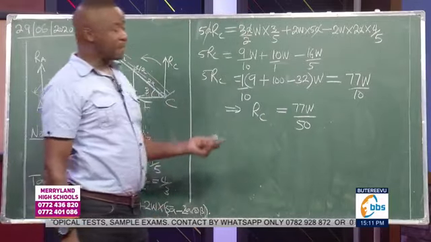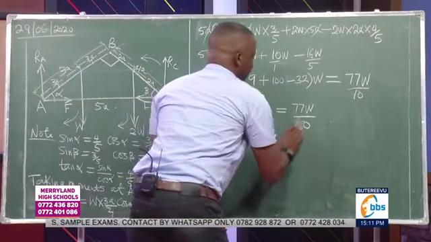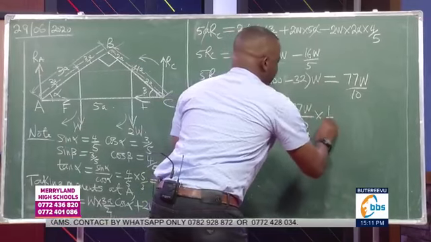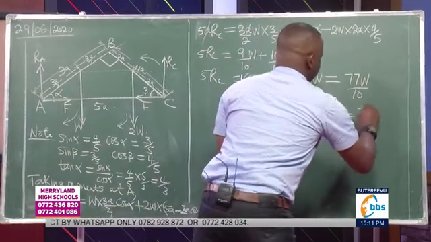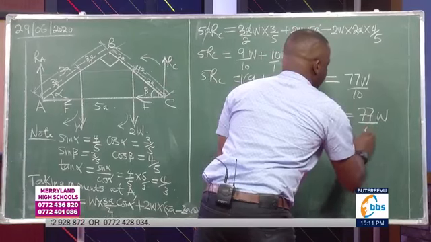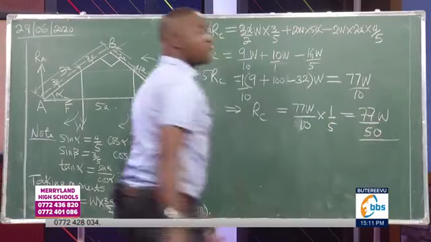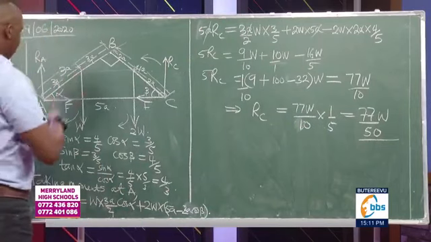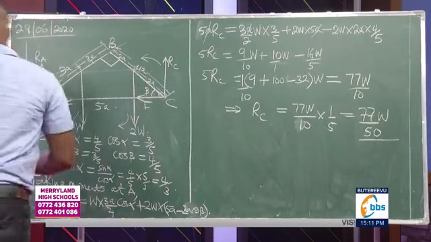It is 77 out of 10 times 1 out of 5. We are dividing, which gives us 77W out of 50. That is the value of the reaction at point C.